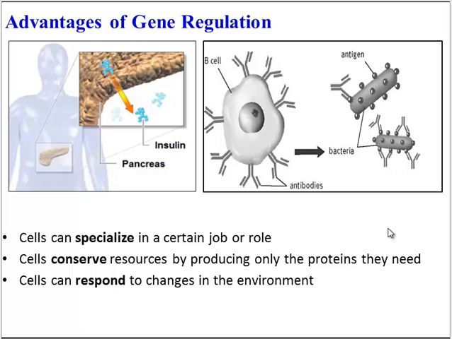This also lets cells respond to changes in the environment. For example, the pancreas cells only need to produce insulin if blood sugar is too high. If blood sugar is normal or too low, it's a waste of time and energy to make insulin because insulin isn't needed. Similarly, if there's no virus or bacteria in a person's body, there's no need for a B cell to go to the trouble of making antibody proteins. It's a waste.